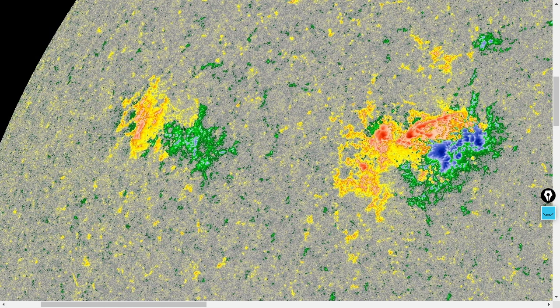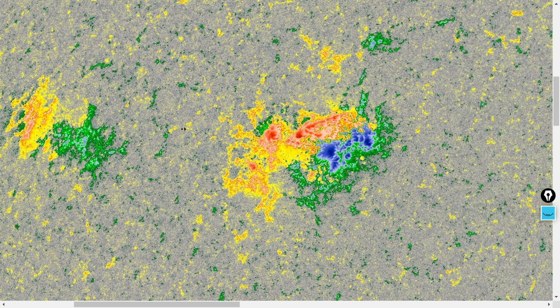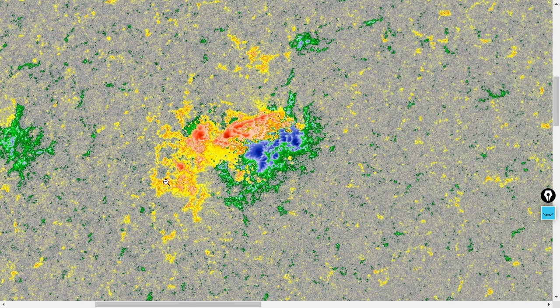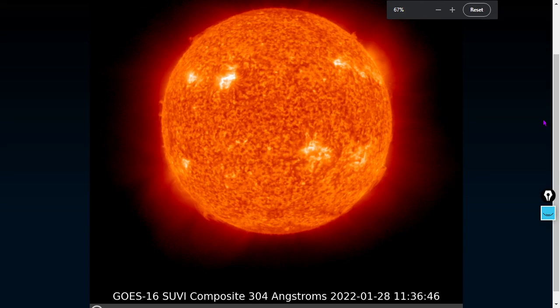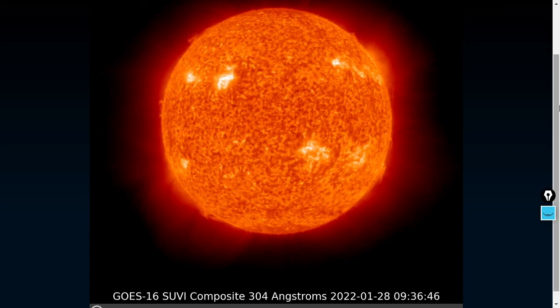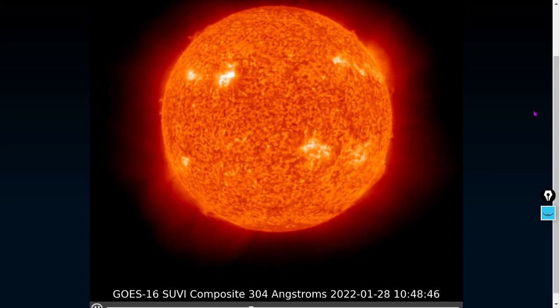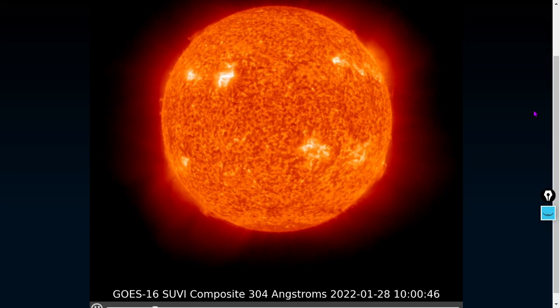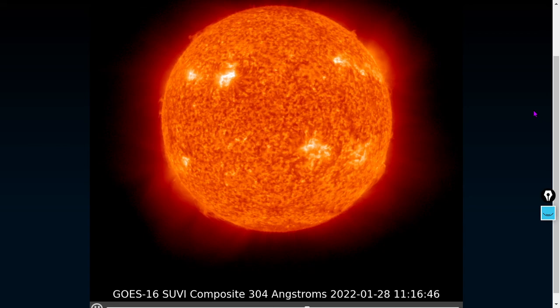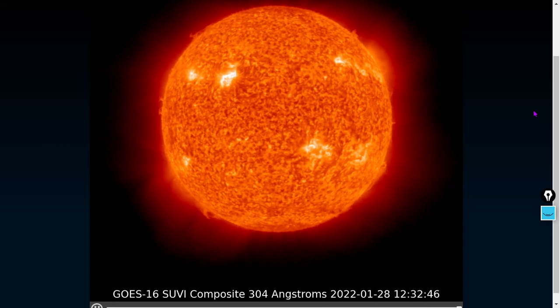Sunspot 2936 is the star of the show at the moment. You can see quite a bit of its, I'll just say it's beta gamma class at the moment. Don't be surprised to see an M-class solar flare from that. Here's the most current imagery from the NASA GOES 16 SUVI. It's 304 angstroms, ionized helium.